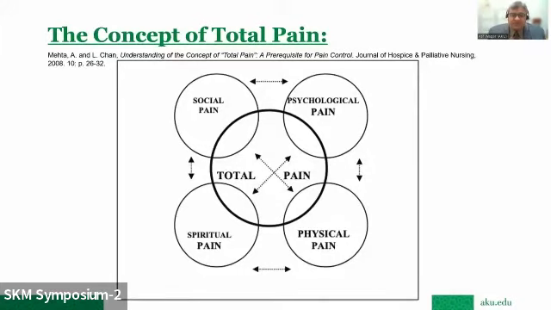The concept of total pain, as many of us are already familiar with it, came directly from Dame Cicely Saunders, the founder of our modern day hospice movement. She recognized this very early on. In fact, she coined the term total pain. And what she was trying to describe was the physical, the psychological, the social, and the spiritual components that were interacting upon one another.